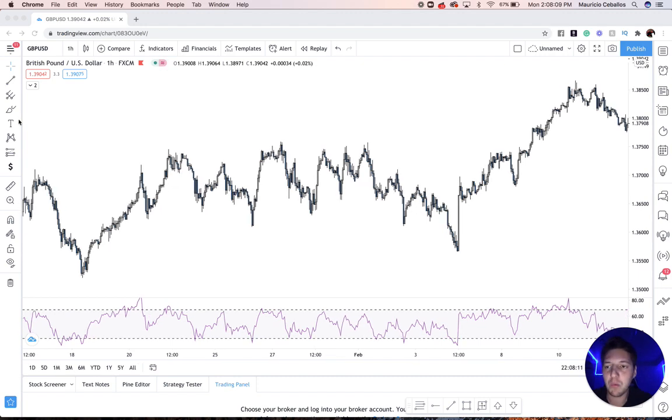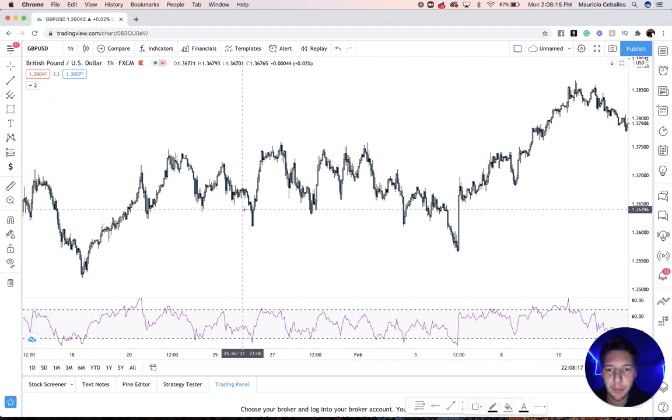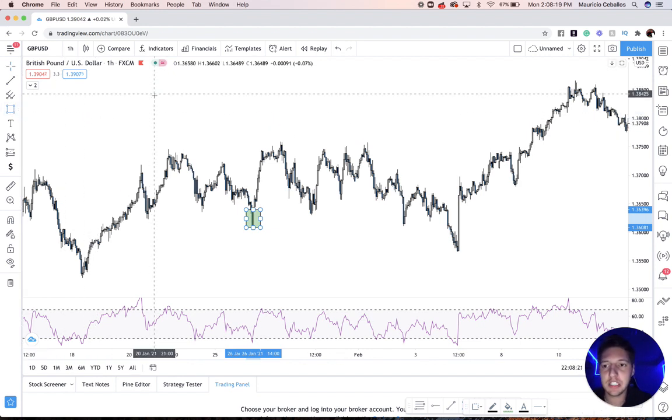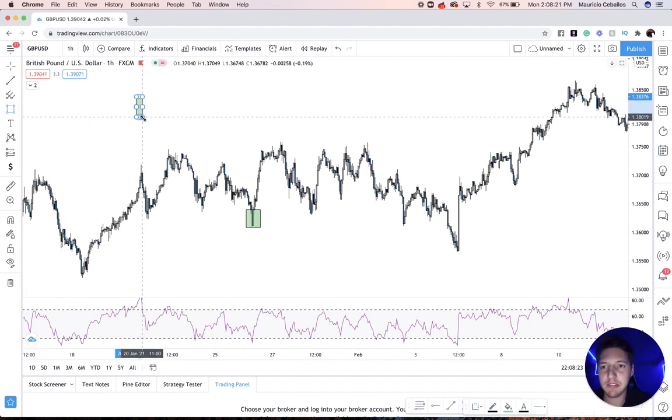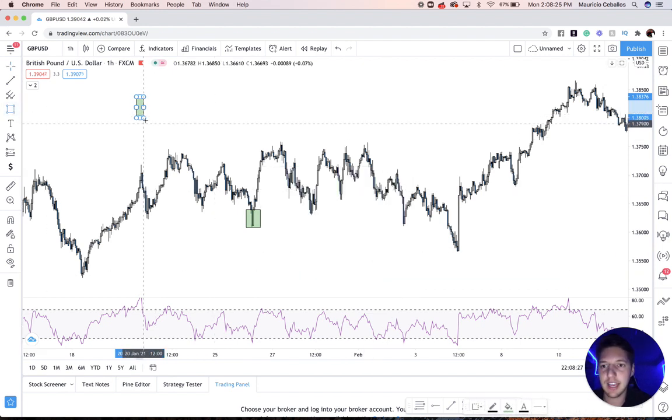Now, one thing I want you to take in consideration are going to be tweezer tops and tweezer bottoms. Now, a tweezer top or tweezer bottom is typically identified as two specific candles, and those two specific candles are more likely going to be around the same length and overall same type of volume.